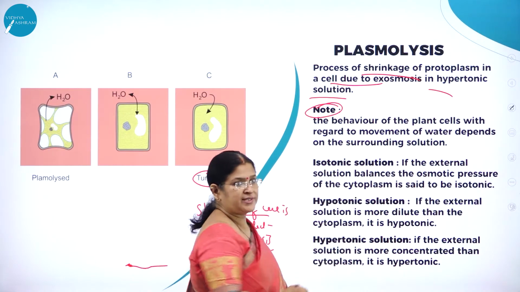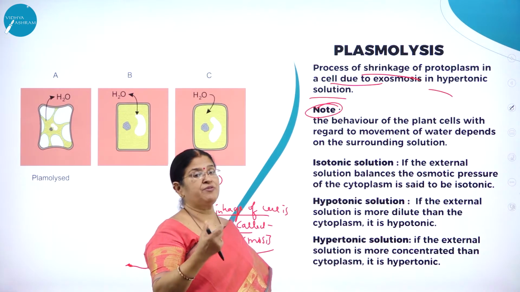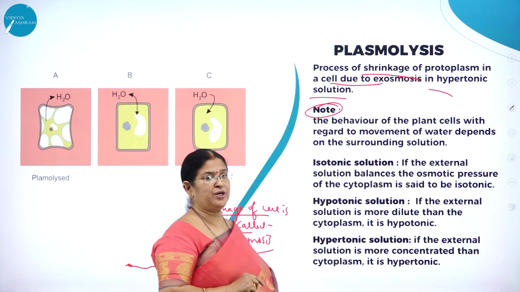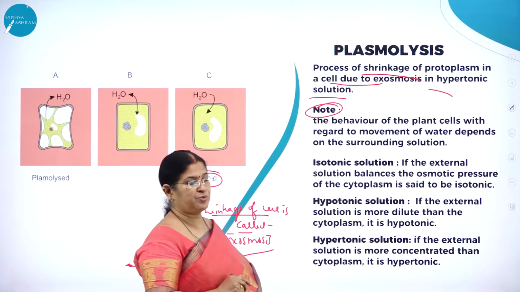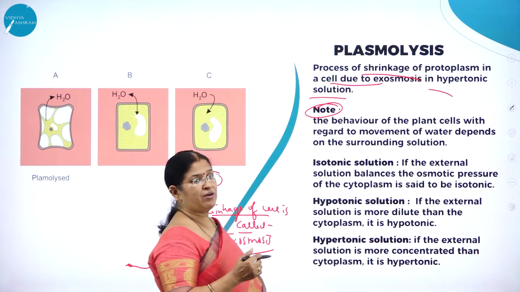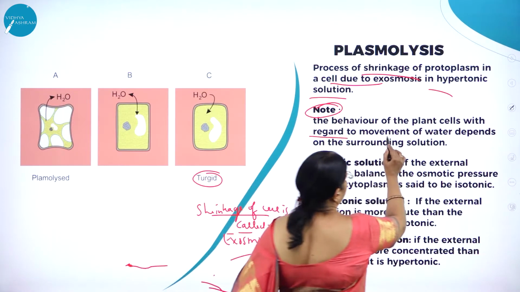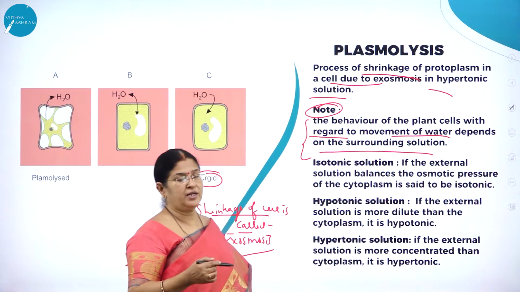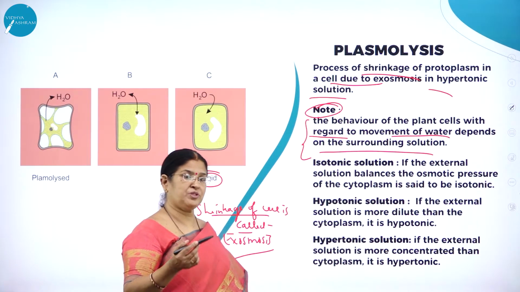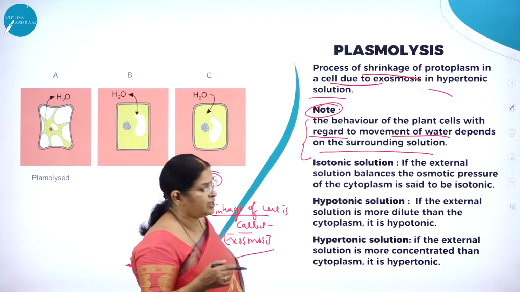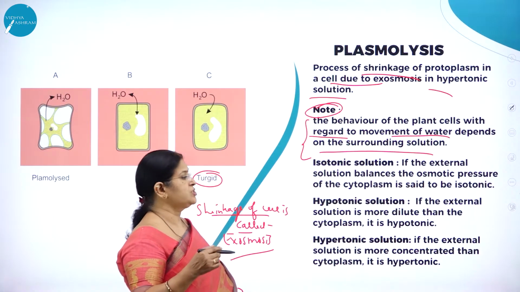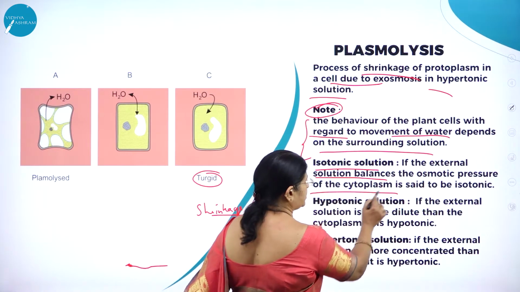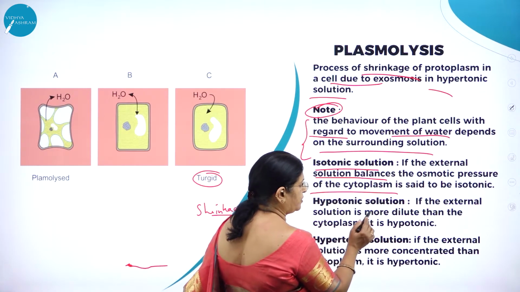So what is plasmolysis? The process of shrinkage of protoplasm in a cell due to exoosmosis in a hypertonic solution is called plasmolysis. The behavior of the plant cell with regard to movement of water depends on the surrounding solution. As we already learned, if the external solution balances the osmotic pressure of the cytoplasm, it is said to be isotonic.